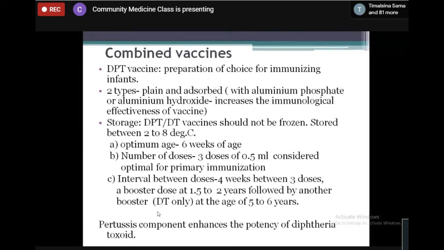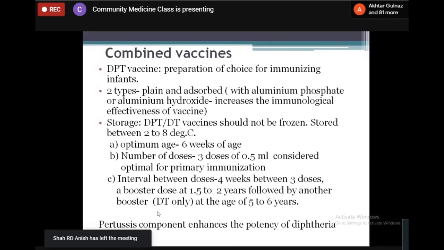Okay, so there are two types of DPT vaccines. One is plain and the other is adsorbed, and we prefer the adsorbed one. There's a slight difference between absorbed and adsorbed. Absorbed means you add some substance to a liquid or solid, and it will be absorbed in that liquid or solid. But adsorbed means you just apply a certain substance around its surface. And here in the DPT vaccine, while manufacturing, aluminum phosphate or aluminum hydroxide is attached around its molecules.